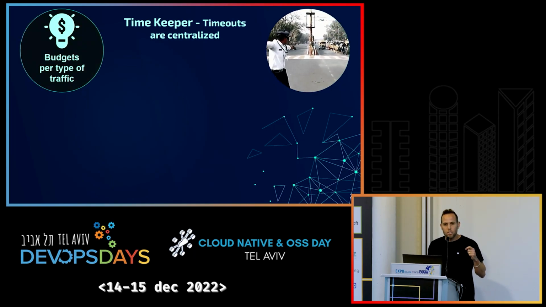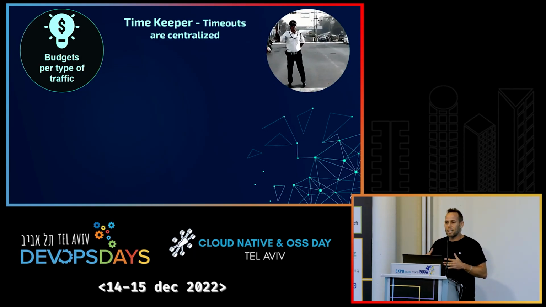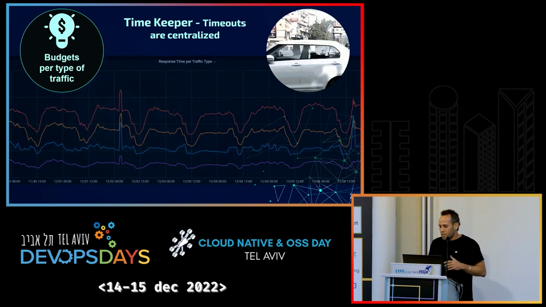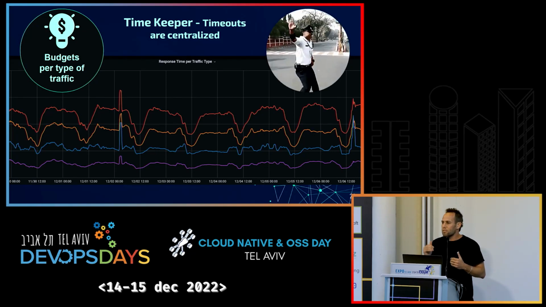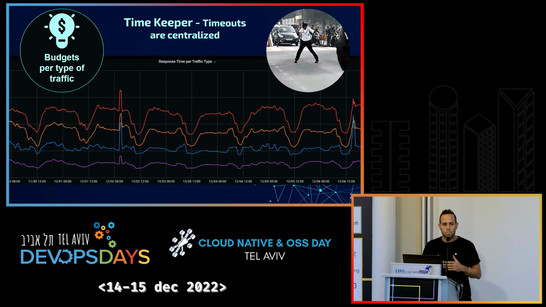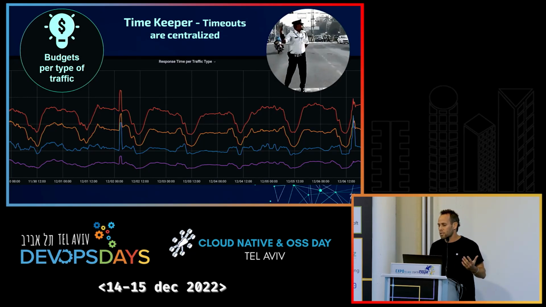So what we can actually do is assign a different budget per request, per traffic type, and prioritize traffic with higher potential revenue or a different SLA per customer. Looking at this graph, for example, you can see that there's a difference between response times for different traffic types, and this is managed through different budgets, and it all happens on the same server, on the same service.